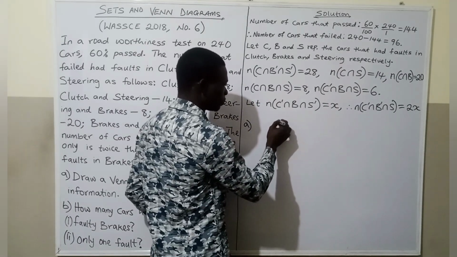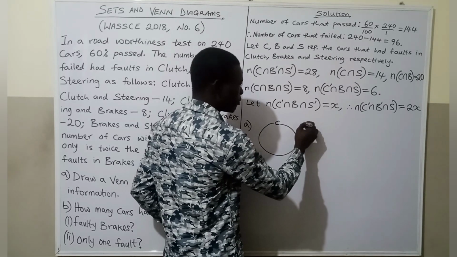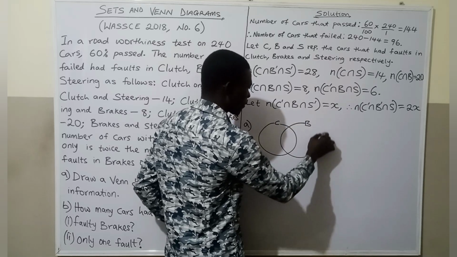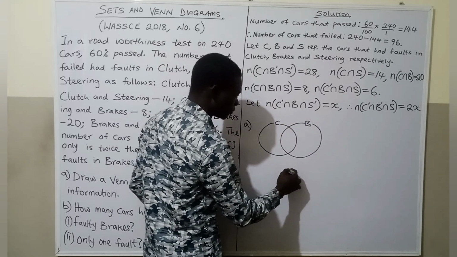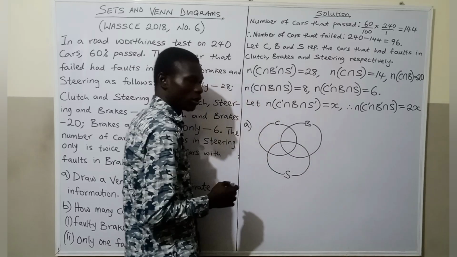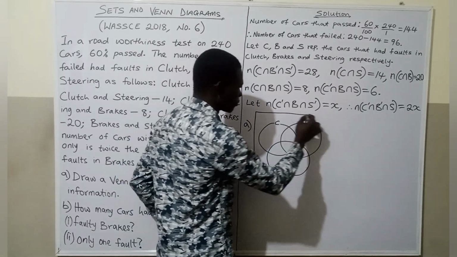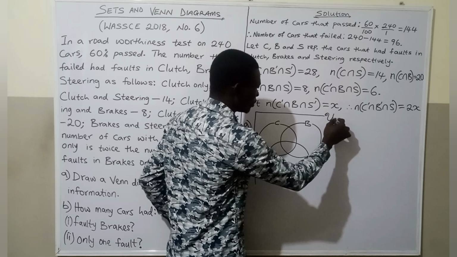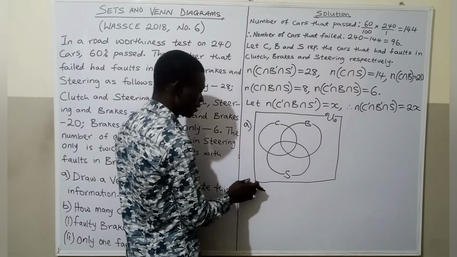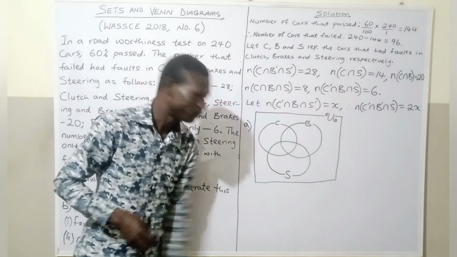First one for clutch, C. Second one for brake, B. Third one for steering, S. So our 3 circles are this, and then we are going to need our rectangular enclosure. This rectangular enclosure is the one carrying the universal set, telling us how many entries we are looking at in total.